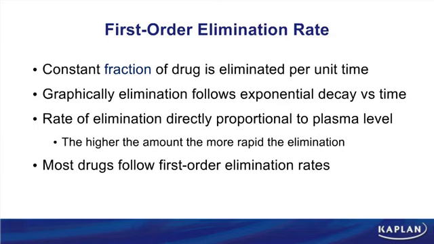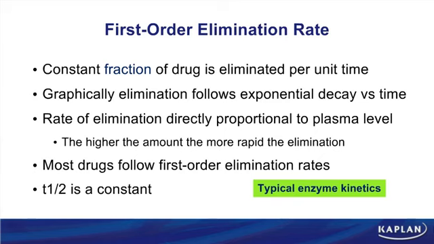And in this case, we're going to follow typical enzyme kinetics. And what I mean by that is we're not saturating the enzymes. If zero order is really saturation kinetics, then first order is non-saturation kinetics. The enzymes are working at less than Vmax. Only in first order can we use the term half-life, because half-life is a constant in first order elimination.